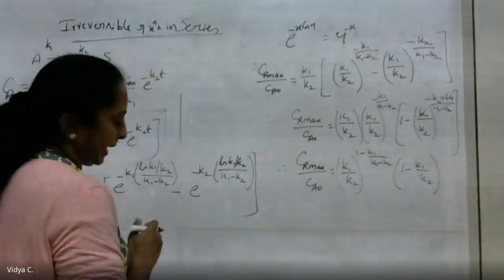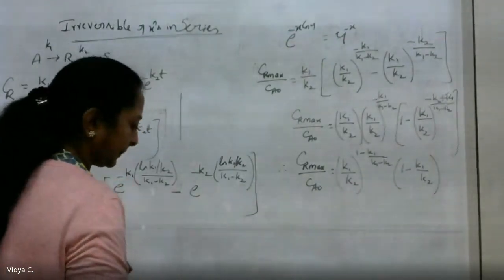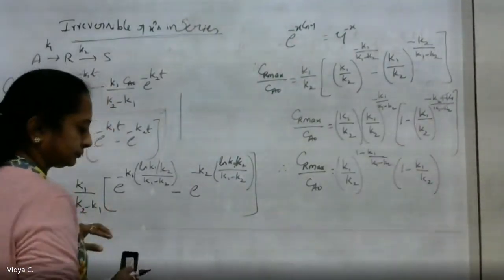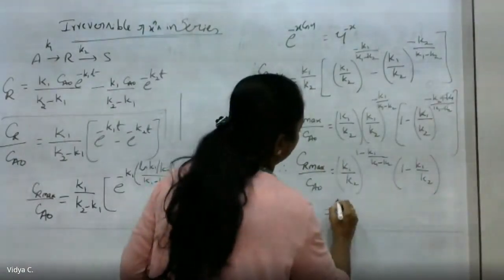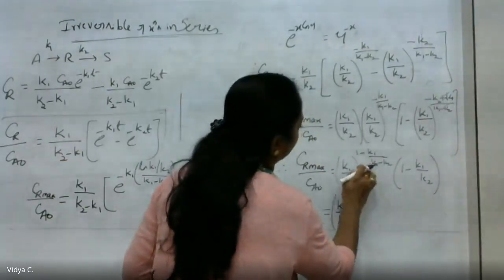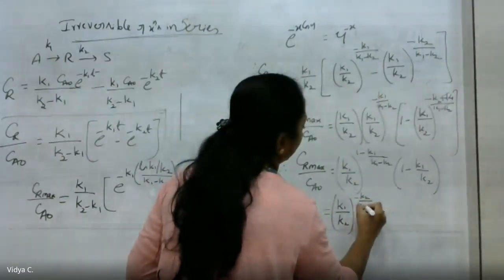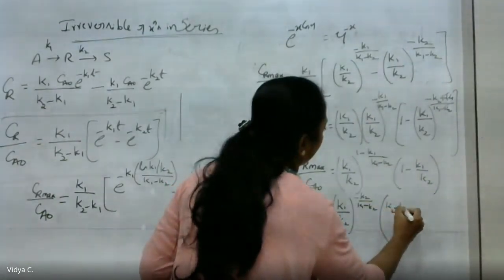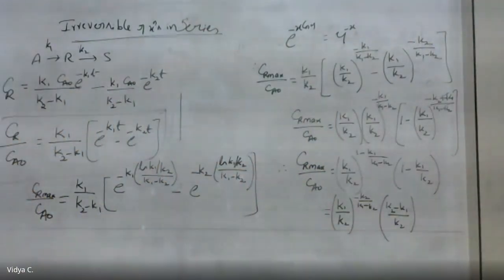So finally, what do I have? Oh my God, such a lengthy equation. Finally, what can I write now? So this will be K1 by K2. Okay. So this will go up here. K1 gets cancelled. It is minus K2 by K1 minus K2. And this will be K2 minus K1 by K2. Correct?